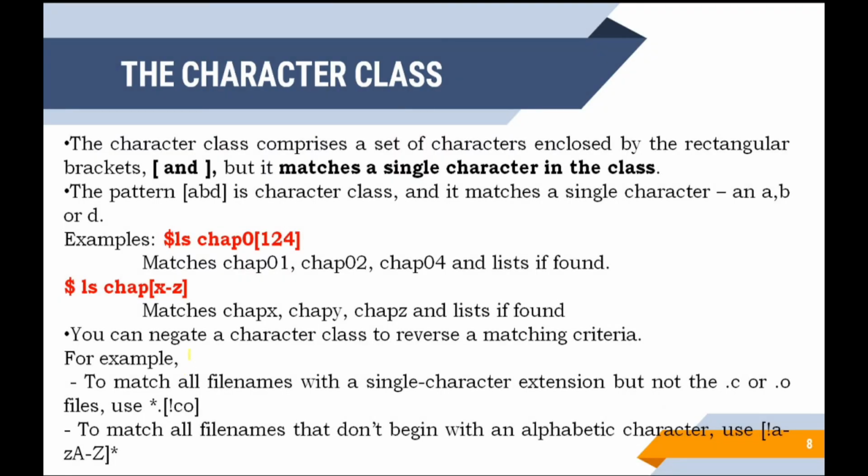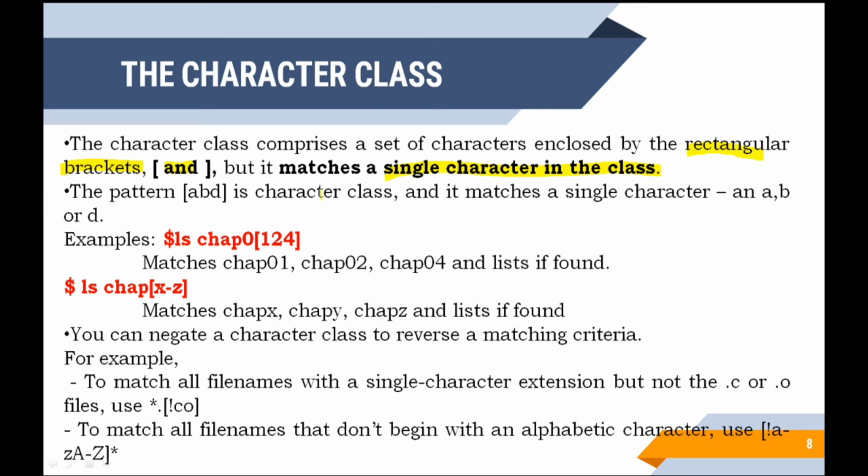Then next, the character class. We have already seen the character class. The character class comprises a set of characters enclosed in rectangular brackets, that is, square brackets. Whatever you mention within this, a single character or a range will be matched. But it matches only a single character in the class. If you specify any number of characters, the complete pattern is not going to match. Out of that square bracket list, only a single character will be matched at a time.